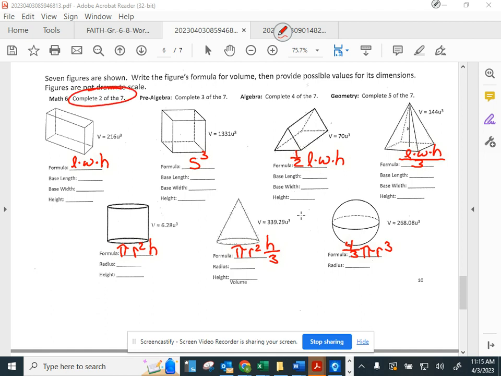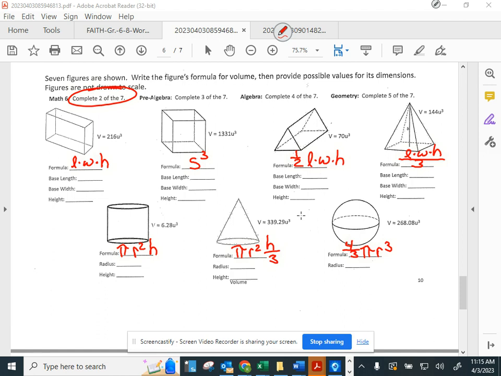You in Math 6 only have to do 2 of them. You don't have to do all of them. The bottom row is a lot trickier because we're dealing with pi and we're dealing with squares. So those are more challenging. If you're up for the challenge, work on those. Nolan.